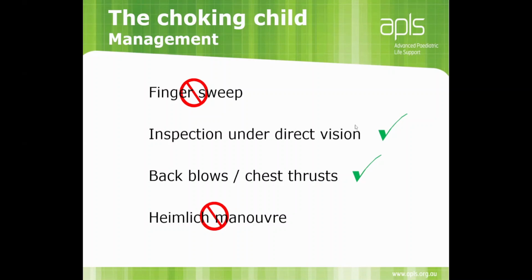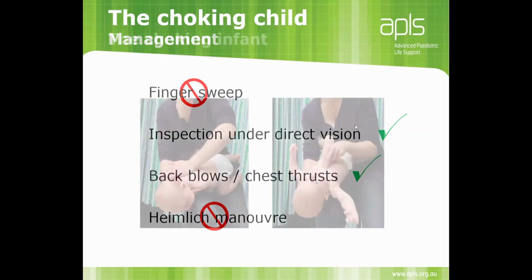And also the Heimlich maneuver. Now, we discussed that we can deliver back blows and chest thrusts. The Heimlich maneuver is a way of delivering abdominal thrusts, which was practiced a few decades ago. But because it's ineffective and it can damage the intra-abdominal organs, the Heimlich maneuver is not recommended in children. So the good things are to inspect under direct vision and to deliver back blows and chest thrusts.